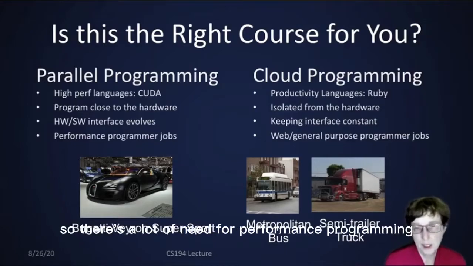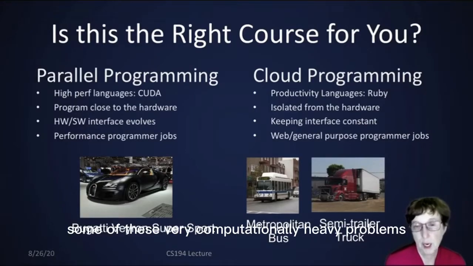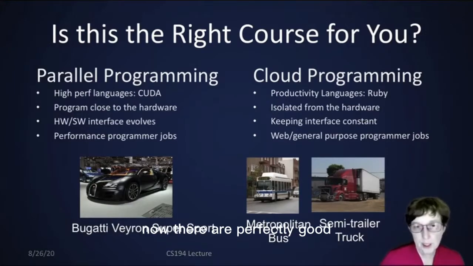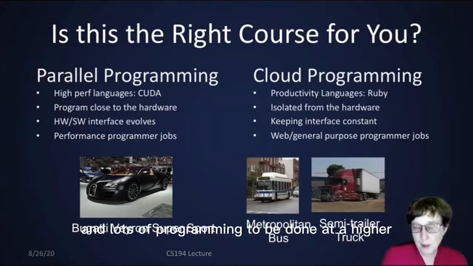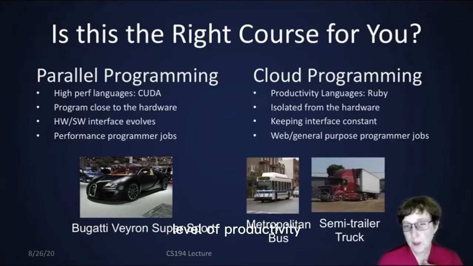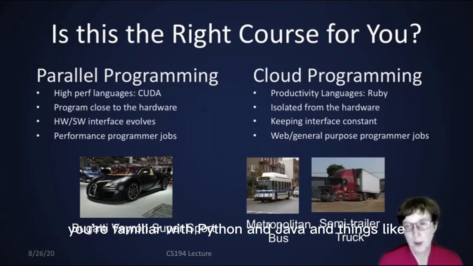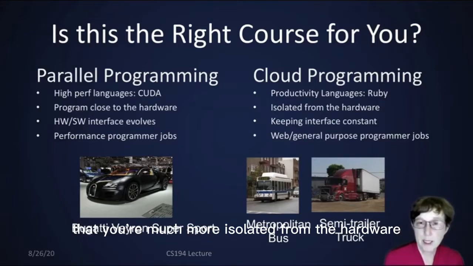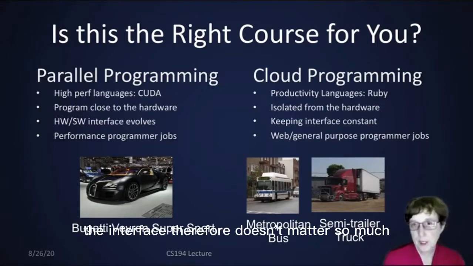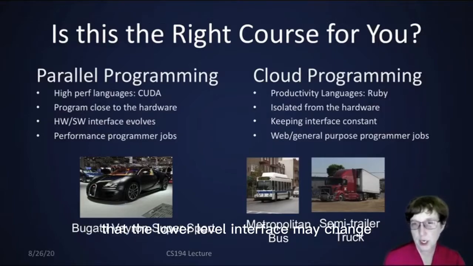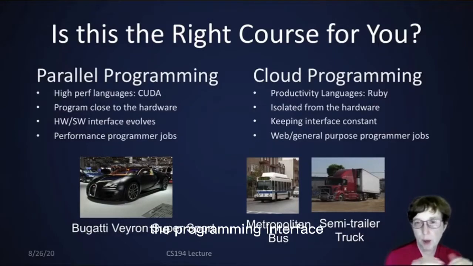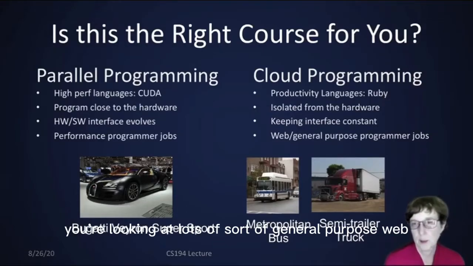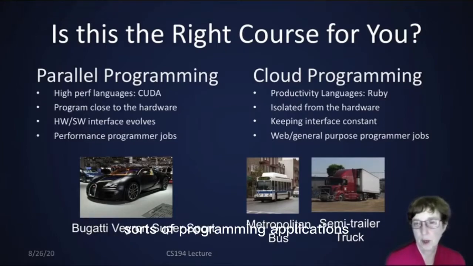So there's a lot of need for performance programming for some of these very computationally heavy problems, such as in machine learning. Now, there are perfectly good programming jobs and lots of programming to be done at a higher level of productivity that makes it easier to write the software in languages like Ruby, and you're familiar with Python and Java and things like that. You're much more isolated from the hardware. The interface, therefore, doesn't matter so much. The lower level interface may change, but you're all protected from it because the programming interface for your applications doesn't change. And you're looking at lots of general purpose web programming applications.